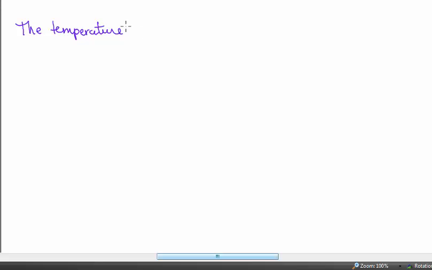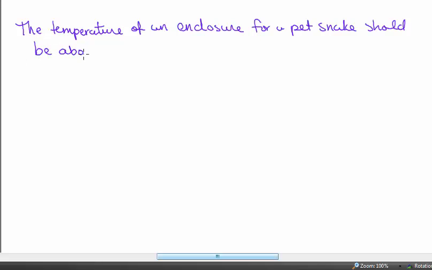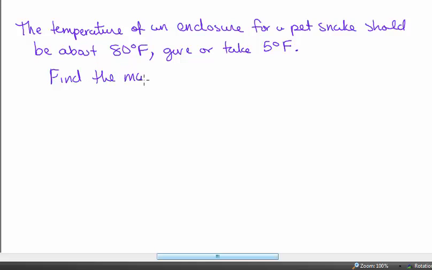The temperature of an enclosure for a pet snake should be about 80 degrees Fahrenheit, give or take 5 degrees Fahrenheit. Find the maximum and minimum temperatures.